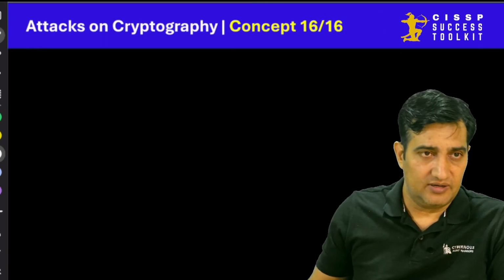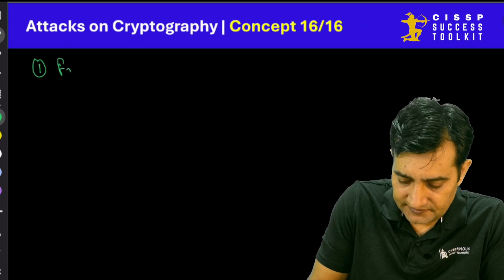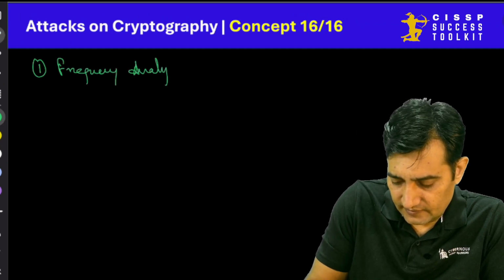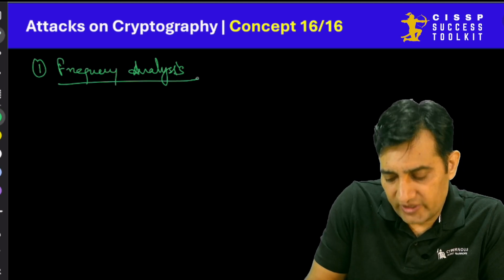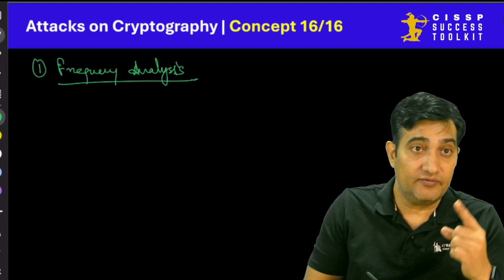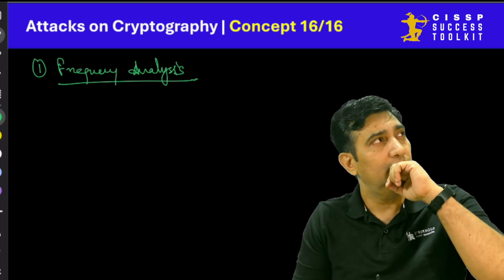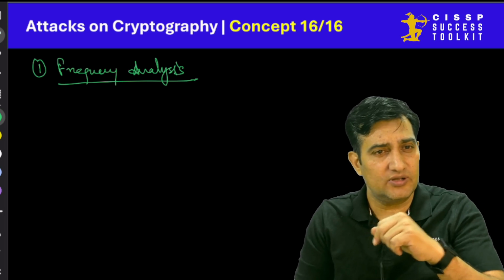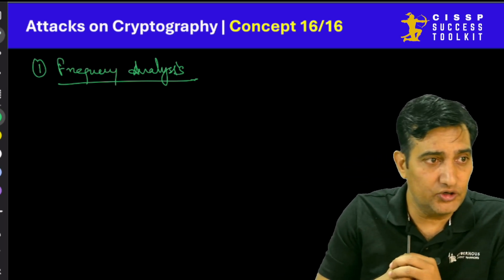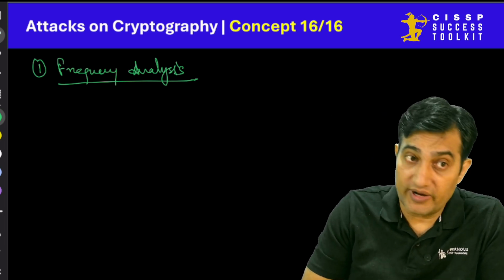The first one is called a frequency analysis attack. Now, what is a frequency analysis attack? As we understood in the case of substitution cipher, if you remember the fourth video, we discussed substitution cipher and transposition cipher. In that one, I told you that the pattern is the biggest enemy of cryptography.